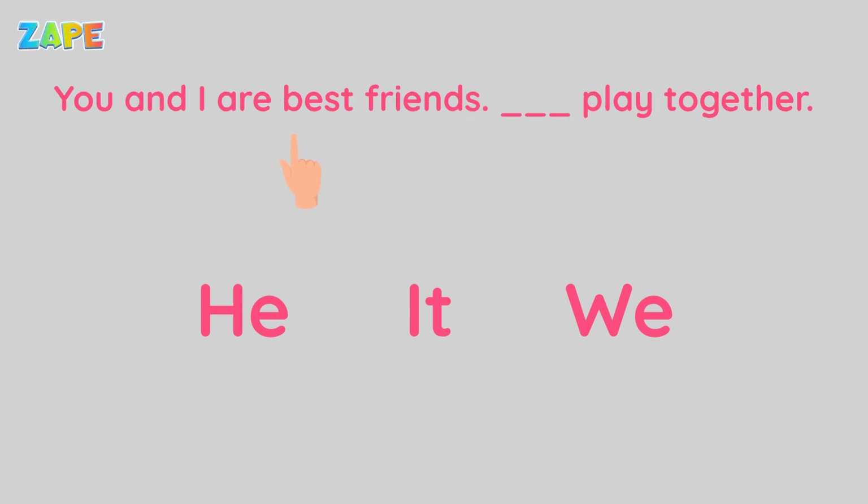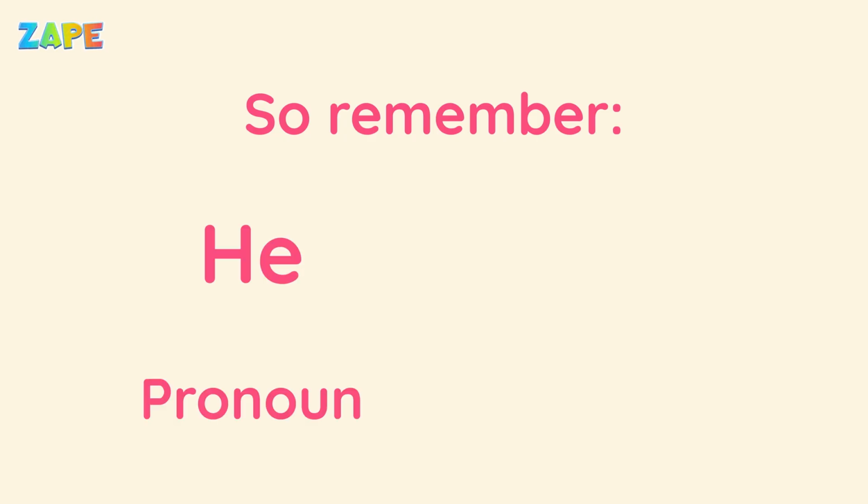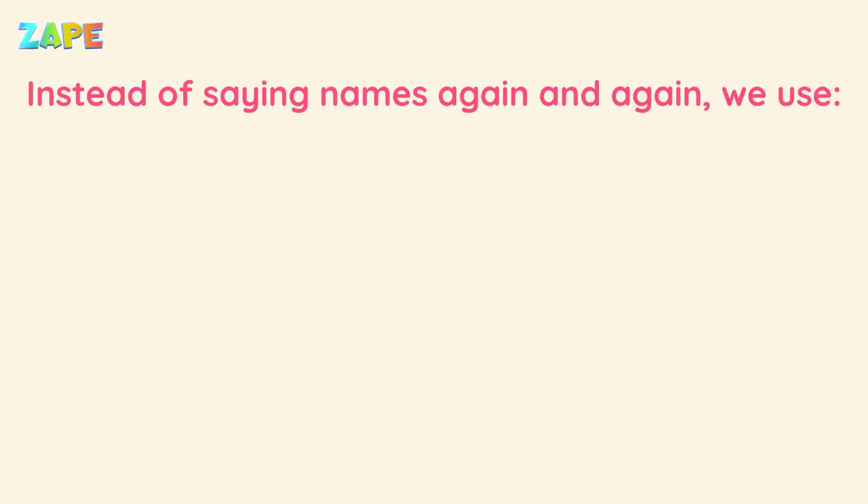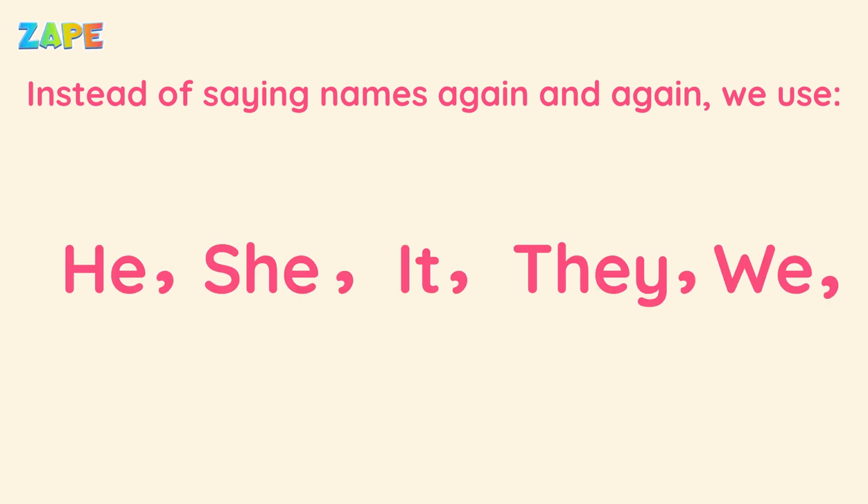You and I are best friends, blank, play together. Correct, it's we. So remember, a pronoun is a word that takes the place of a noun. Instead of saying names again and again, we use he, she, it, they, we and more.